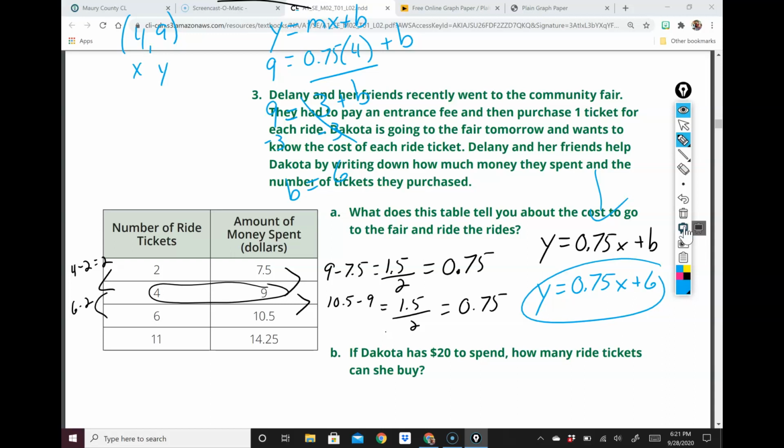Part B, if Dakota has $20 to spend, how many ride tickets can she buy? Okay, so we're going to have to take $20, subtract 6, that gives us $14. Well, if we take $14 and divide by 0.75, that's going to give us 18 tickets. 18 tickets she can buy with $14.